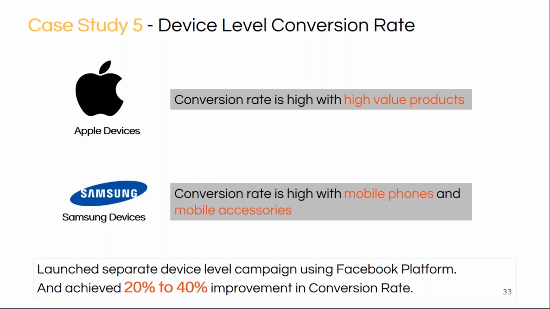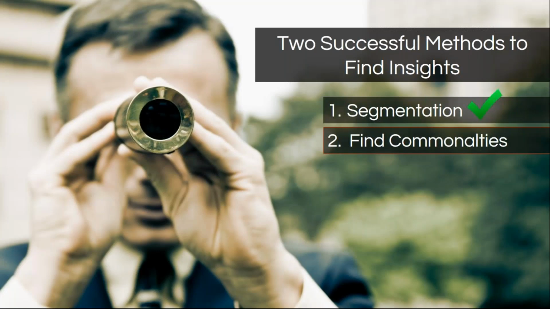And also using Google Analytics, we segmented all the users who came through Apple products and all the users who came through Samsung products, and we created remarketing audiences, and then targeted them via Google AdWords with the relevant product. So we were able to achieve a 20 to 40% improvement in conversion rate. We got this insight by simply using segmentation. So start doing segmentation, and you will find amazing insights.